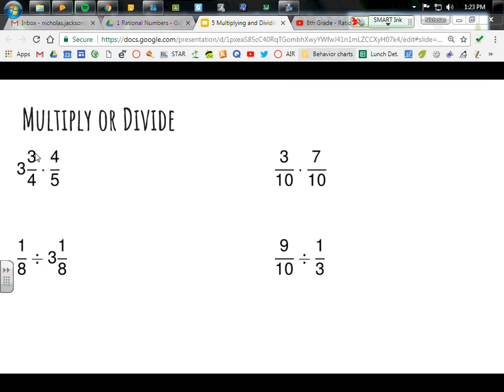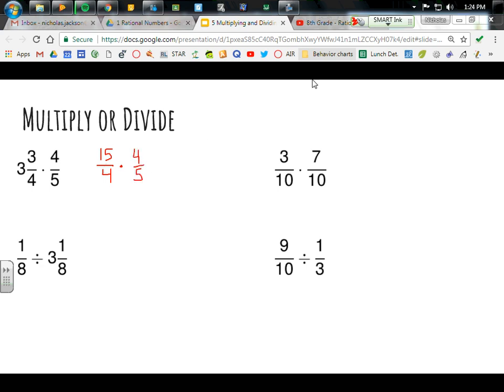So 3 and 3/4 times 4/5. We have a mixed number here we're going to change to an improper fraction. We go in a circle, start with 4, multiply it by whole number 3, and that would be 12. Then we add it to our numerator of 3, which would give us 15 over 4. So we have 15/4 times 4/5.